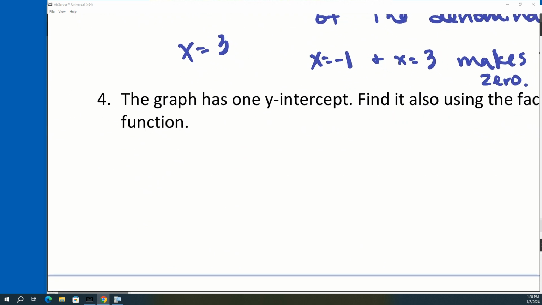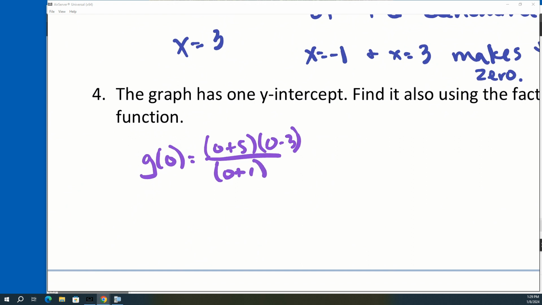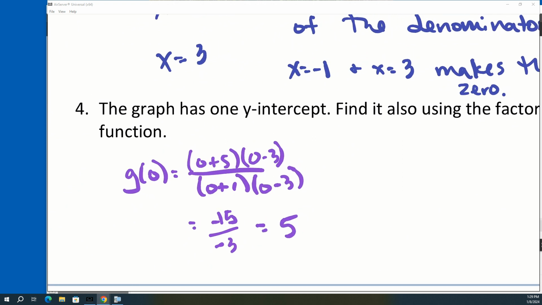And then number 4 is stuff we did last week. We did find y-intercepts last week just by putting 0 in for x's. This one's a little different because it's in factored form. But basically that gives us -15 over -3, or 5, which is the same y-intercept you could get from the graph or from the table. Actually, it's not on the table. You could have got it from your table of values.